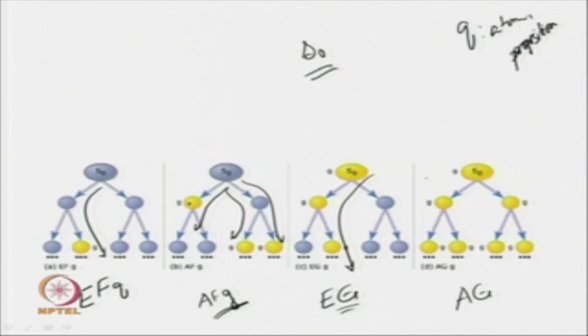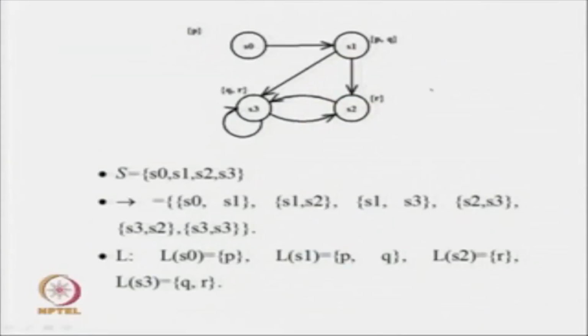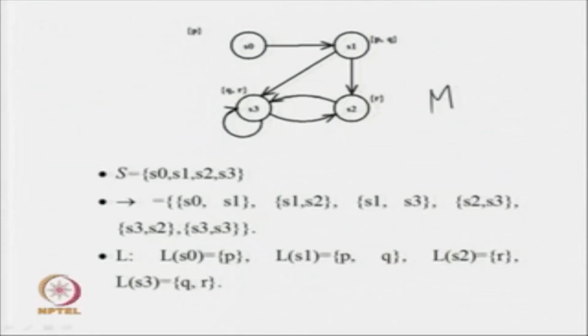Now, after defining the syntax and semantics of CTL formulas, we will see some examples to make it more clear before proceeding further. Just consider this particular model M. A model basically has three components: first, the set of states; second, the transition relation; and third, the labeling function. Here S is the set of states, and we have four states: S0, S1, S2 and S3.